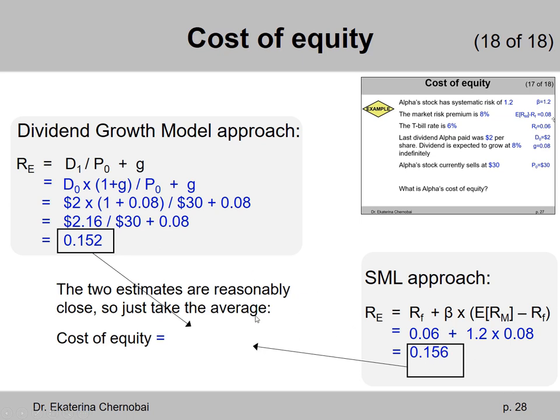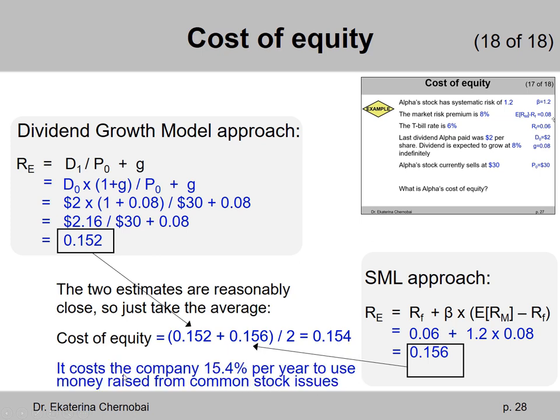So if you're not sure which approach we should use, then we can just take the average of the two results. And that will become our final answer for the cost of equity. So 0.152 plus 0.156, the sum is divided by 2 and gives us 0.154, which we interpret as always the following way. It costs the company 15.4% per year to use the money raised from common stock issues.